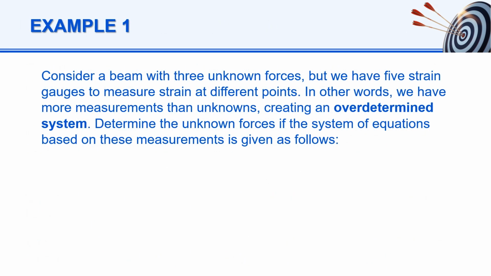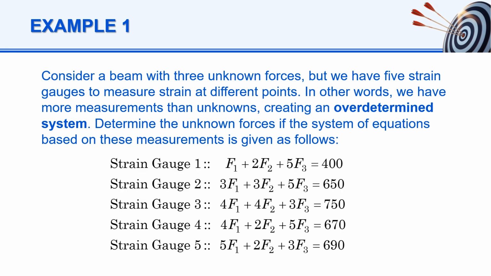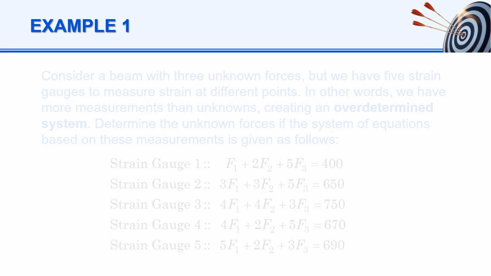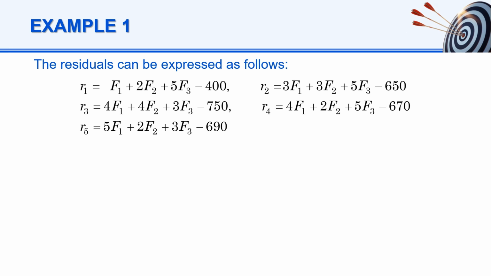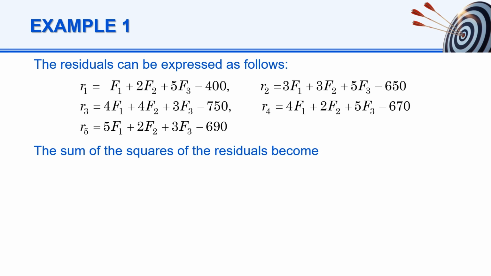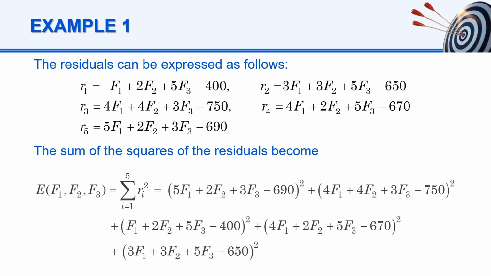Consider a beam with 3 unknown forces, but we have 5 strain gauges to measure strain at different points. In other words, we have more measurements than unknowns, creating an overdetermined system. Determine the unknown forces if the system of equations based on these measurements is given as follows. The residuals can be expressed as follows. Then the sum of the squares of the residuals becomes.